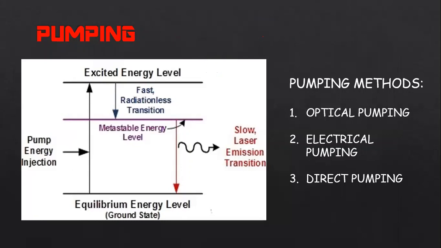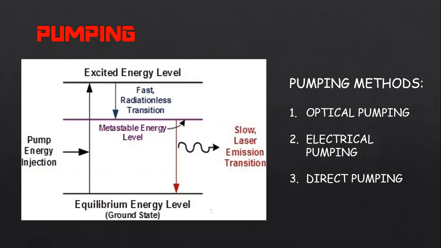Optical pumping. In this, light energy is used. The photons are made incident on the active medium. Flash discharge tubes, continuously operating lamps, and spark gaps make use of this kind of optical pumping. Electrical pumping. Here, electrical current is passed through the active medium. Electrons collide with atoms and excite them to higher energy states. This method is used in gas lasers.